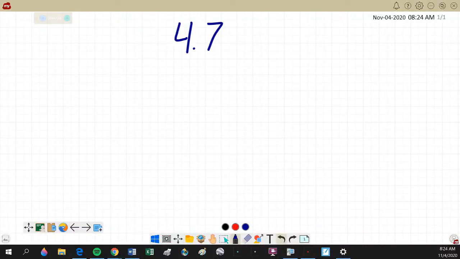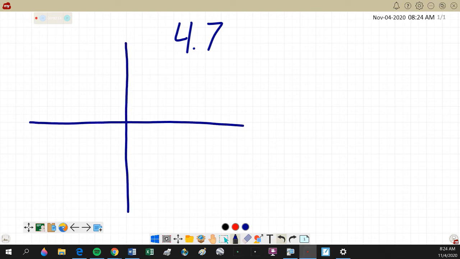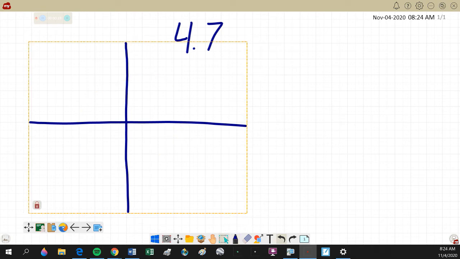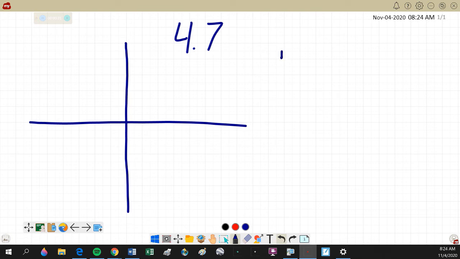4.7 deals with linear inequalities. So we need to remember how to graph lines. There are two forms that you usually have for lines. One is the form y equals mx plus b, and the other one is ax plus by equals c. Okay? And they're both really easy to graph.